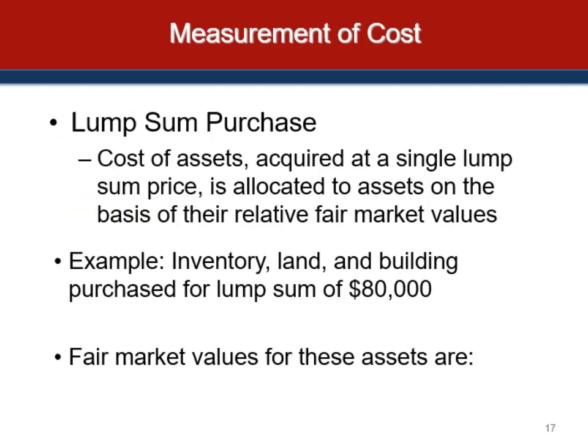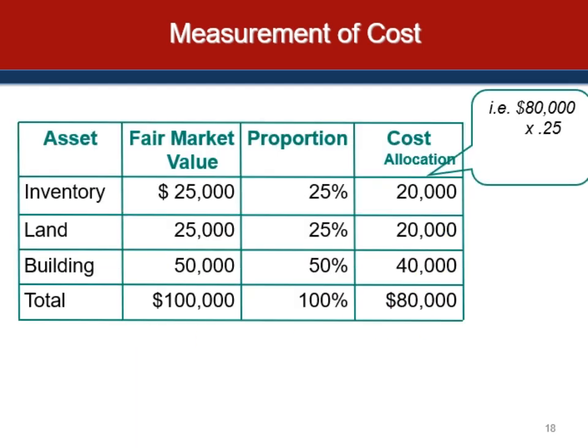So here's our lump sum purchase. The inventory, land, and building are purchased for a lump sum of $80,000. How do we allocate that on the relative fair value basis? Well, inventory is worth 25, land is 25, and building is 50. So that's a total of $100,000. The proportional allocation means that of the 80,000, 25 out of 100, or 25%, is $20,000, and so 20,000 gets allocated to inventory, 20 to land, and 40 to the building.